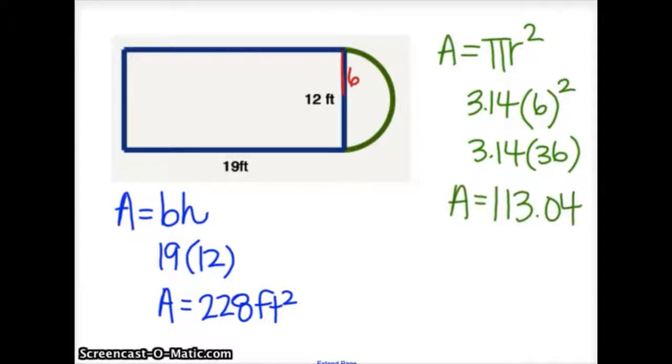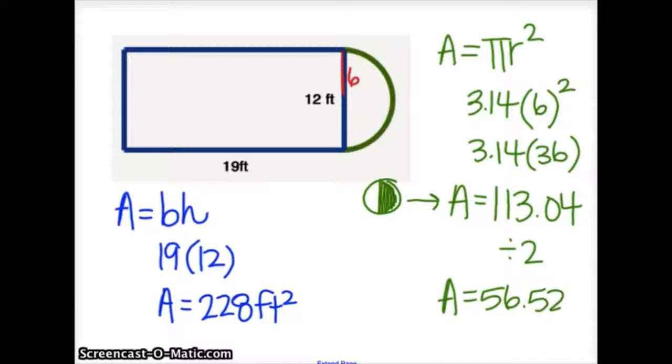113.04. I need to divide this area because this is a full circle, right? And I only have half of the circle. So what I need to do is divide this number by 2 because of the half. I'm going to divide that by 2, and my half circle, or my hemisphere, if you were talking about a sphere, is 56.52, and that's going to be feet squared as well.